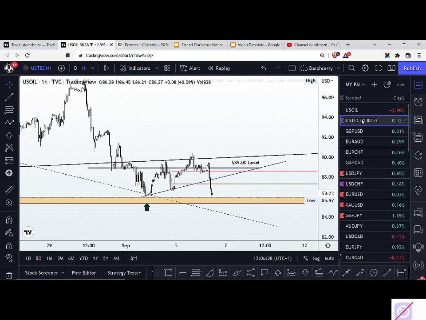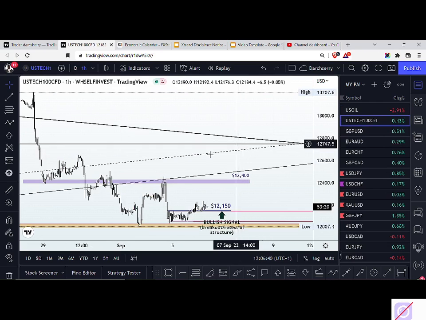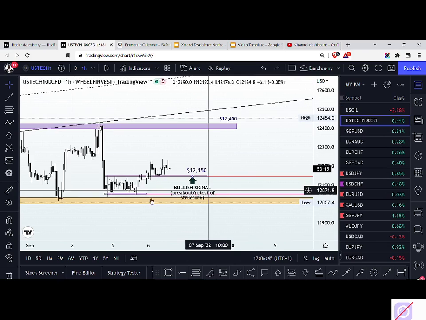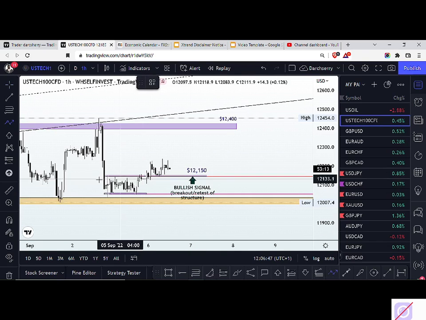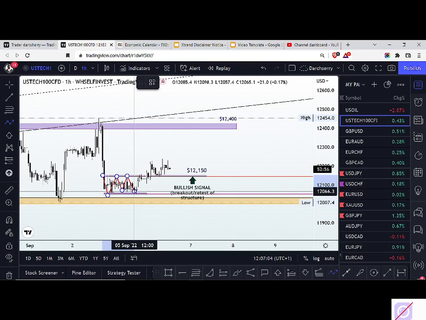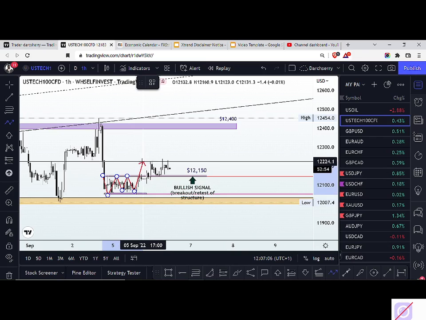So then we moved on to the US tech, where we cited this channel here that has gripped the market since the beginning of the week. We saw this channel. Price was caught within the $12,150 level and the $12,050 area since the beginning of the week, and I told you that we should be waiting for a signal in the form of either a breakdown of the structure to give us that signal for a bearish momentum, or a breakout of that structure. Lo and behold, a breakout of structure happened yesterday. We saw the breakout of the $12,150 level.